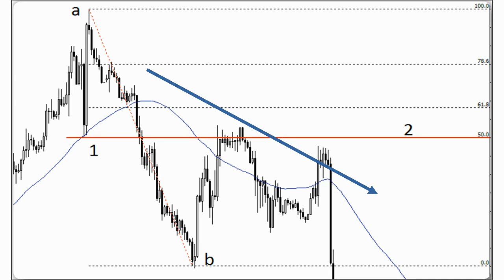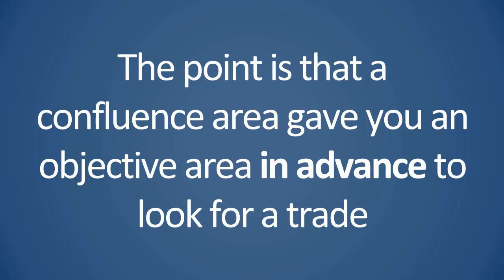Now how you enter a trade is up to you. It could be a range breakout or a trend line break. Perhaps you dialed down to a smaller time frame and you saw a candlestick pattern. Now the point is that a confluence of a former support level and a Fibonacci retracement area gave you an objective area in advance to look for a trade if price returned. Remember, support can sometimes turn into resistance.